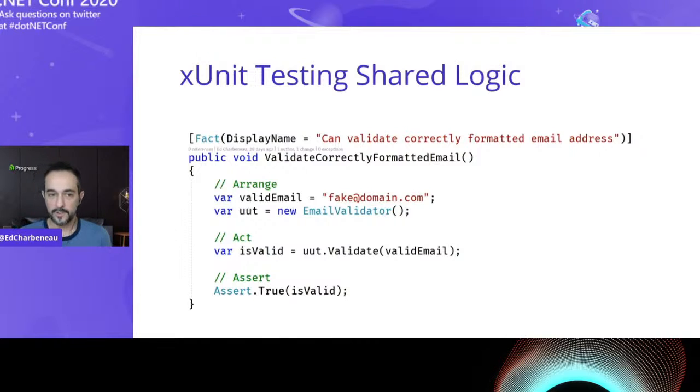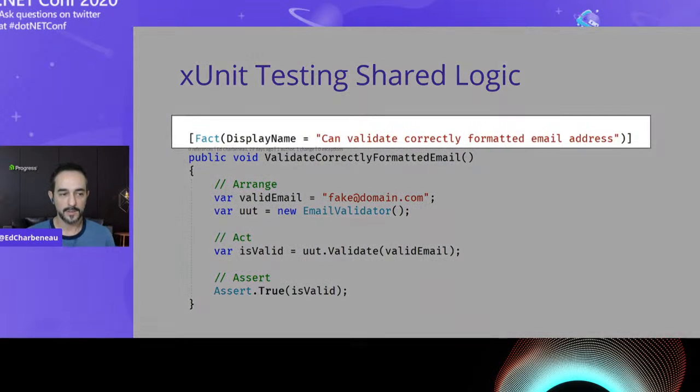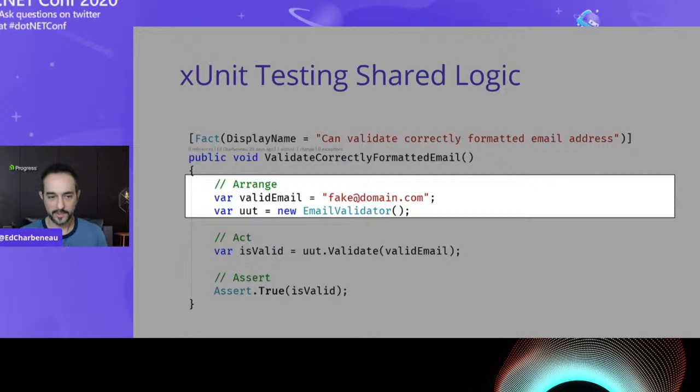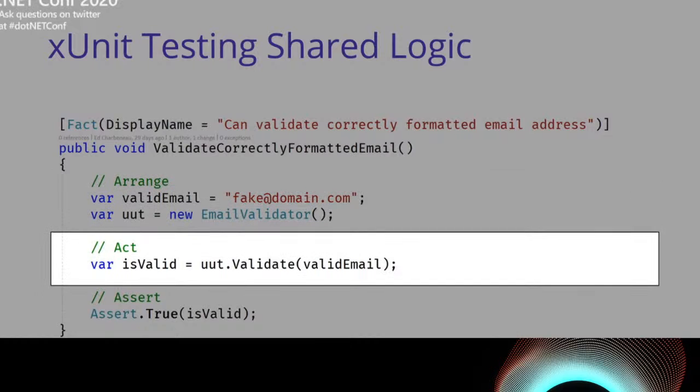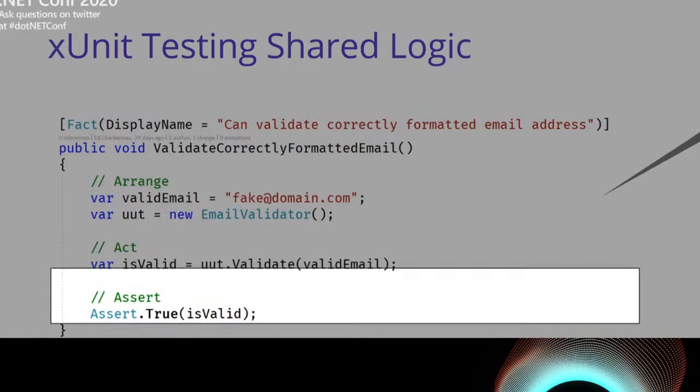If you're not familiar with XUnit tests, this is a little overview of how they work. First of all, we identify the method that we're going to use to test our code with a Fact attribute. So we'll say this is our unit test, and in this example, we're going to say, can it validate a correctly formatted email address? And we'll arrange our test, maybe new up the unit under test. We might have some actions that we need to perform on that, and then we'll validate the outcome of that test.